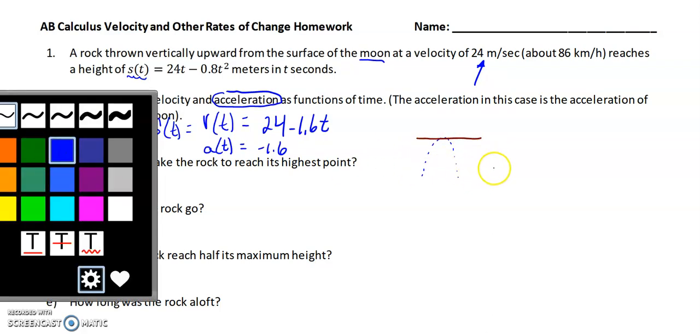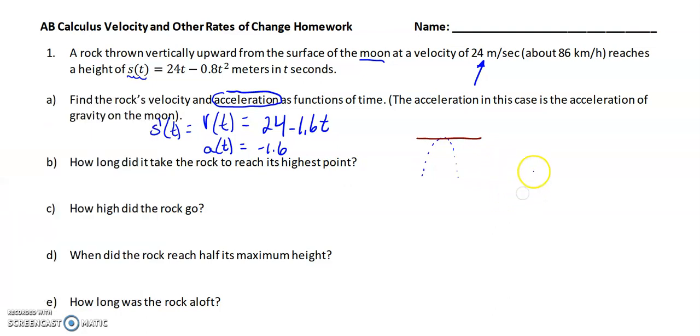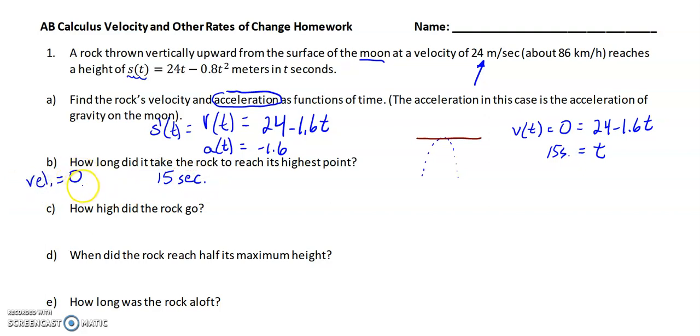So here I can get my slope of the tangent line. Oh, wait, that's just velocity. So my highest height is going to be when my velocity is equal to 0. So I just have to set the velocity equation equal to 0. If I solve that, I'm going to get 15 seconds. At 15 seconds, this thing is going to reach its highest point, when the velocity, or the derivative of the position, is equal to 0.